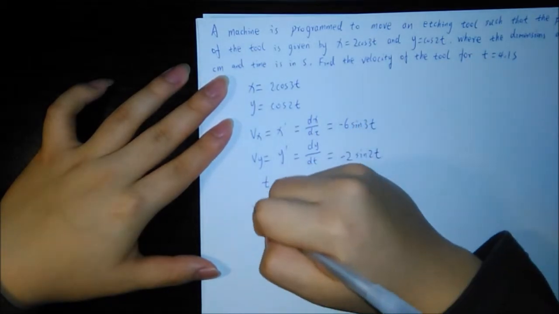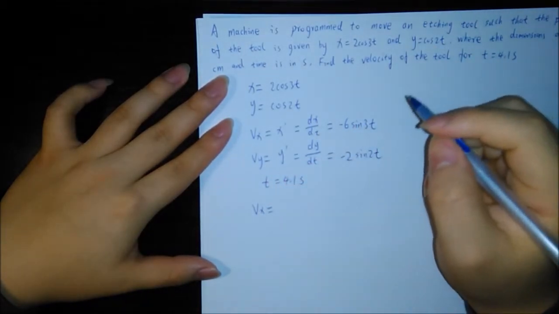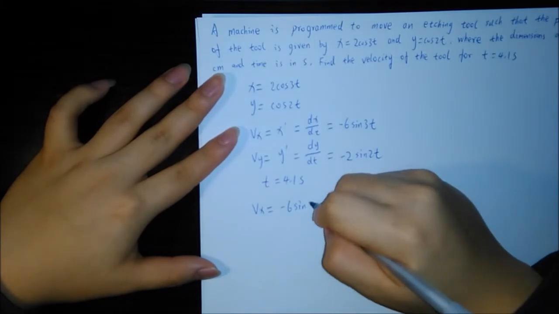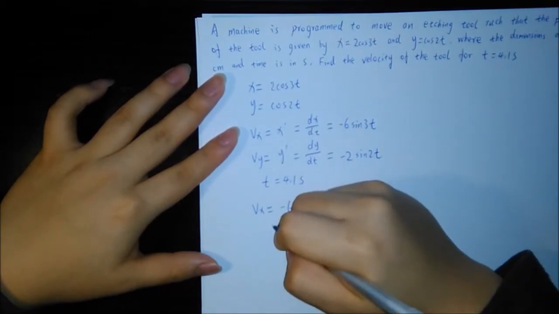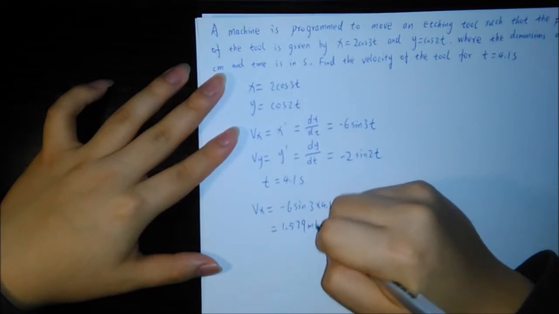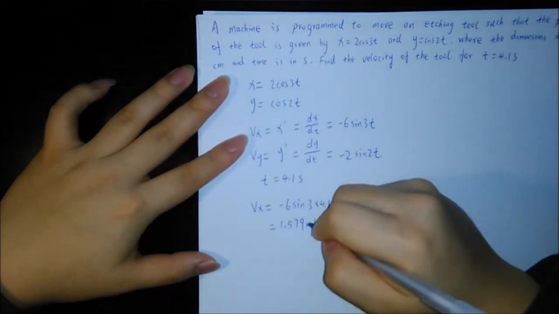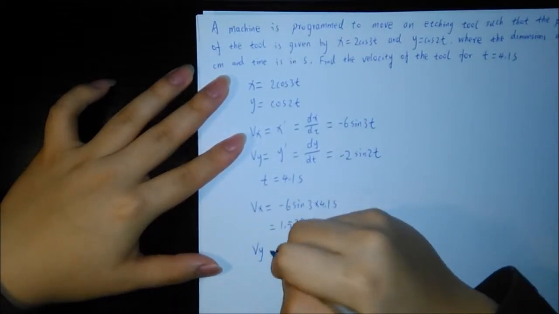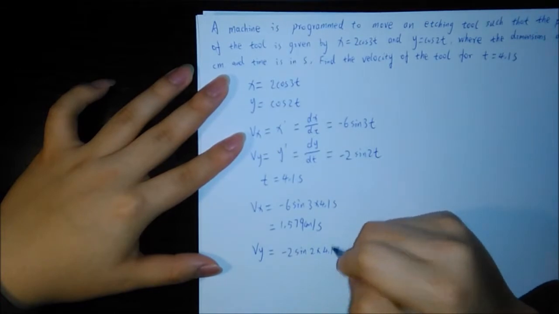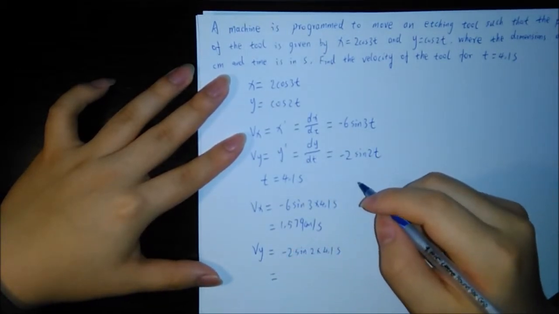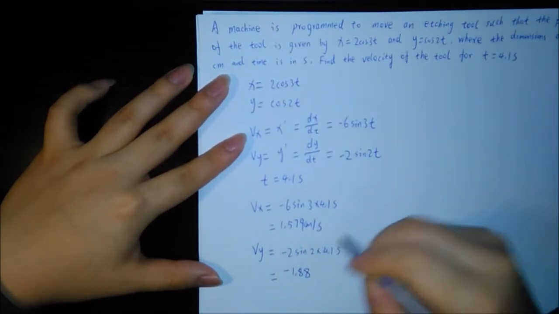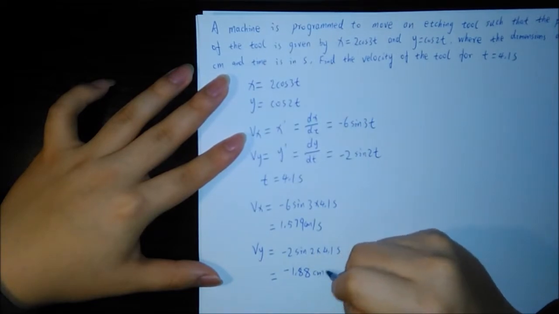So we can calculate Vx is equal to negative 6 sine of 3 times 4.1 seconds, which is equal to 1.579 centimeters per second, and Vy is equal to negative 2 sine of 2 times 4.1, which is equal to negative 1.88 centimeters per second.